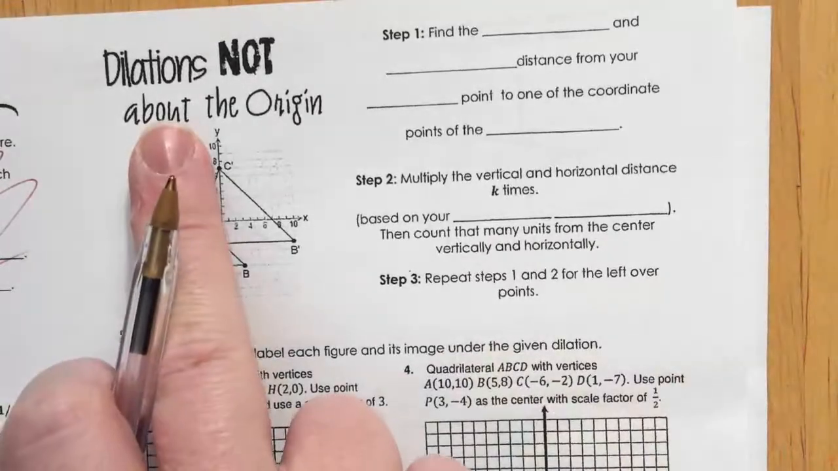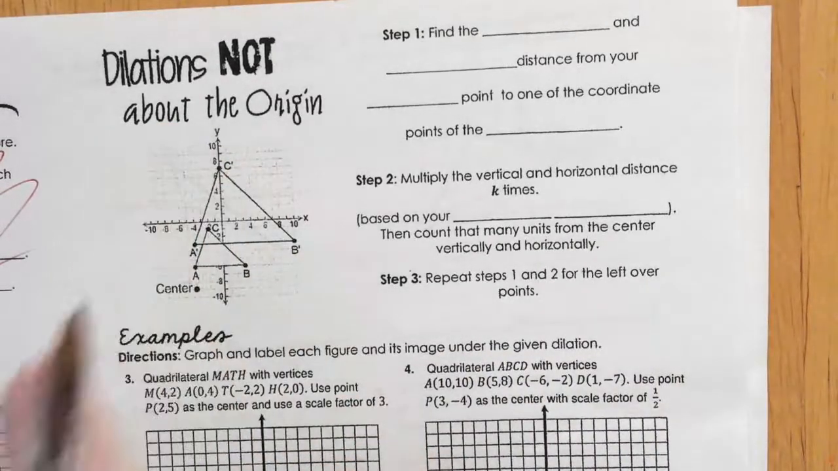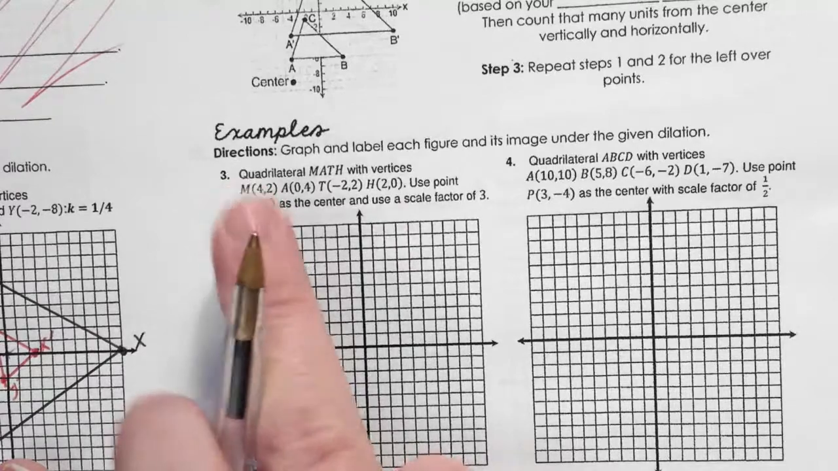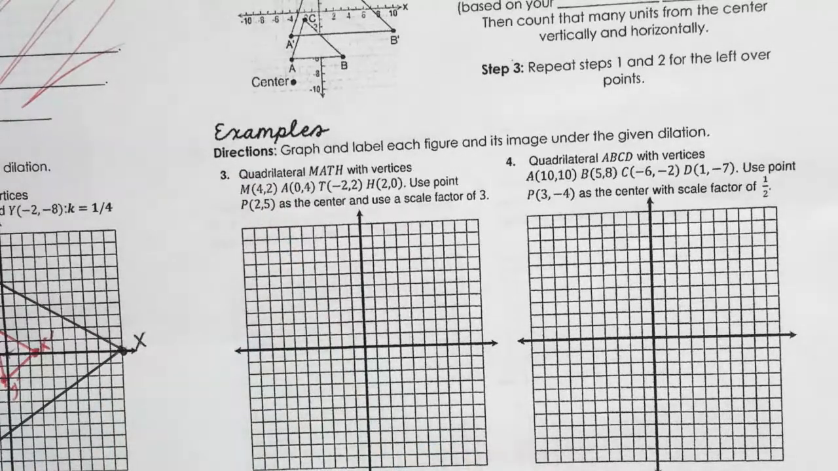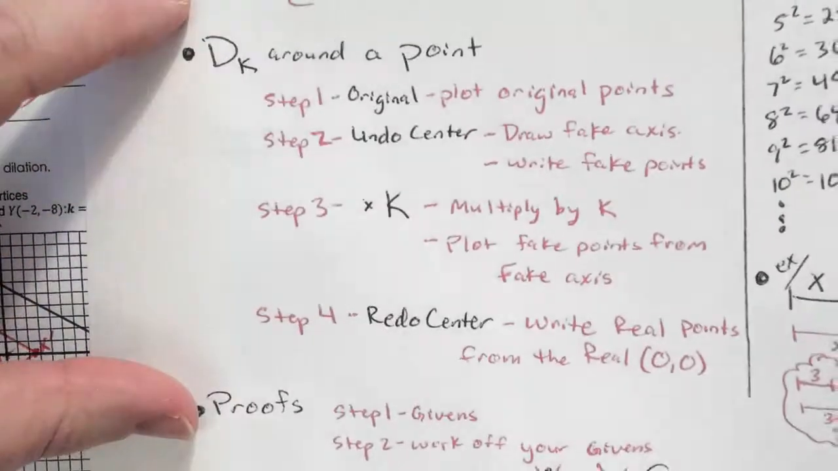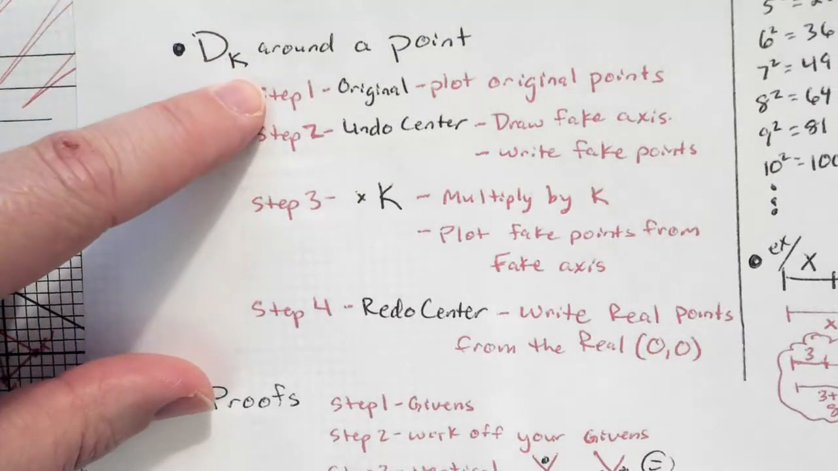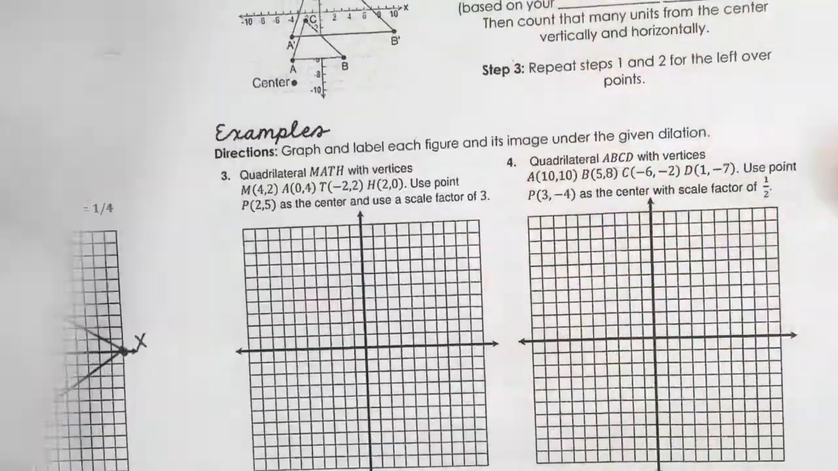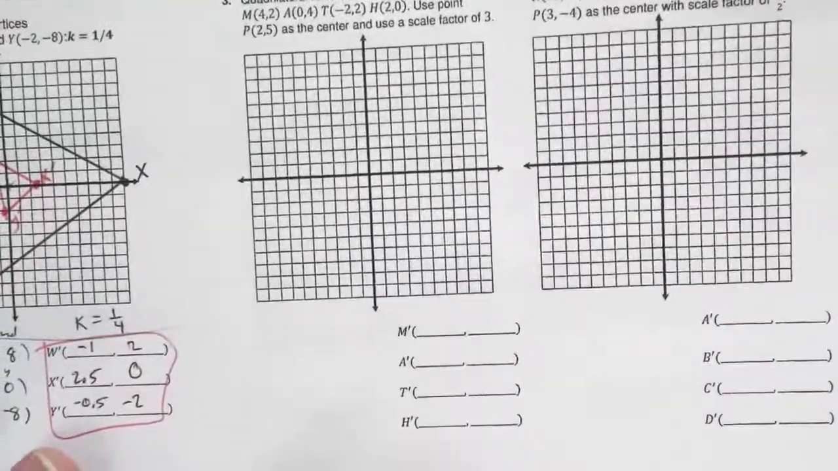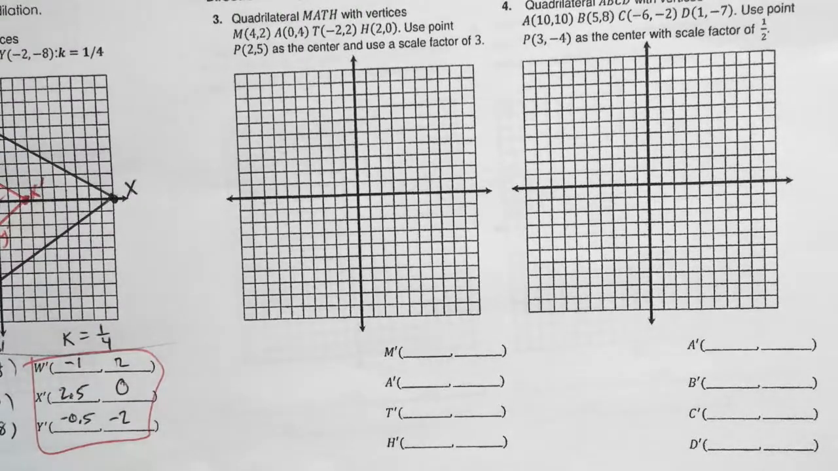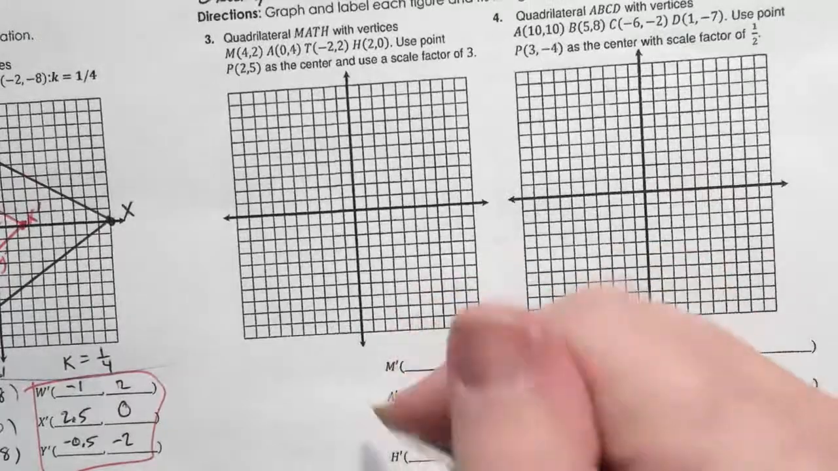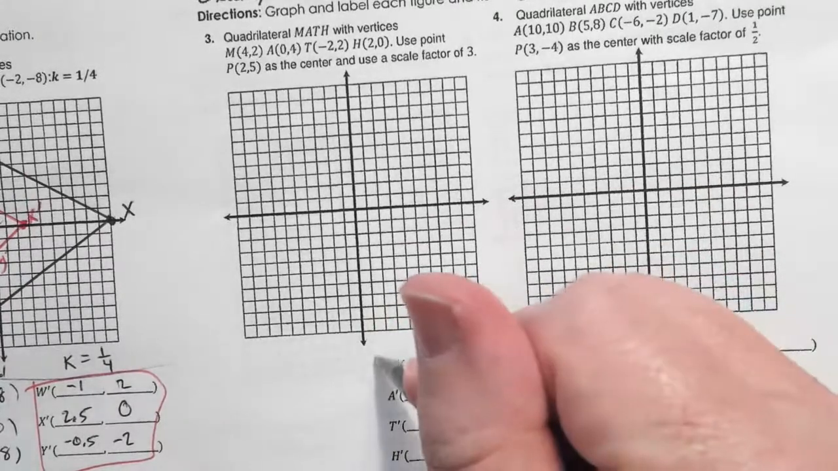The next part we have to do is dilations that are not around the origin. So what if they say that you have the scale factor, but you're going around this random point? Once again, look at page 1. Here are the steps. Step 1, origin, undo the center. Now do your K, and then redo your center. So what we're going to do is basically a chart. All right, so here we go.